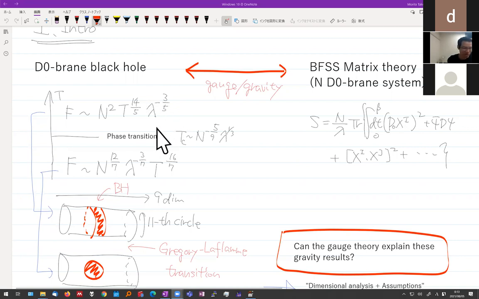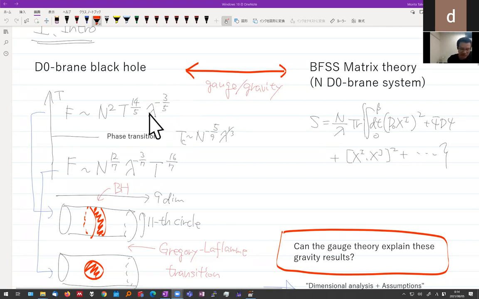Let me briefly explain the gravity side. If we consider N D0-branes at some finite temperature, then gravity tells us that in the strongly coupled, low temperature region, the free energy of the system behaves like this. It is proportional to N squared, a very typical factor since we are considering an adjoint gauge theory. But the temperature and coupling dependence is very complicated. The factor is 14 over 5, times lambda, the 't Hooft coupling of the gauge theory, and it also depends on some funny factor.